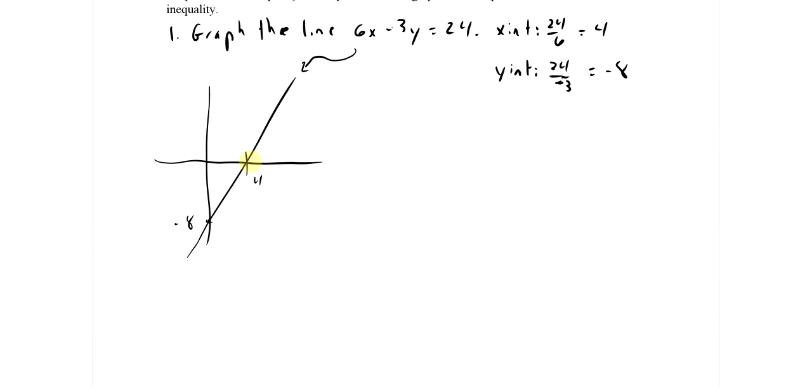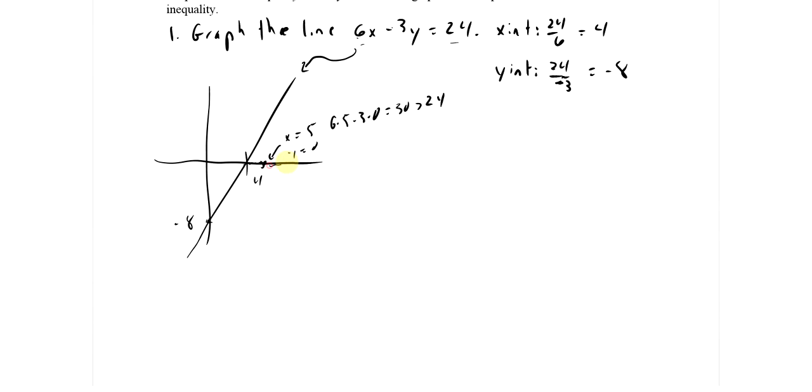Now suppose we go off the line a little bit. What happens if we go off the line a little bit to the right? Suppose we look at the point x equals 5, y equals 0. What do we get then? Well, 6 times 5 minus 3 times 0 is actually 30, which is strictly bigger than 24. And that makes sense, because if you make x bigger by 1 unit, you're going to pick up 6 more units, since it'll be 6 times 5 instead of 6 times 4. So you end up bigger than 24.